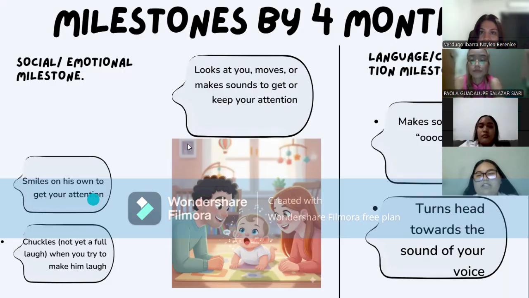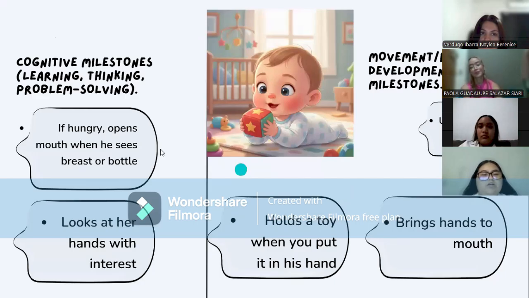Language and communication milestones: makes sounds like oooh, aah, and cooing. Turns head towards the sound of your voice. Cognitive milestone, learning, thinking, problem solving: if hungry, opens mouth when he sees breast or bottle, looks at his hands with interest.